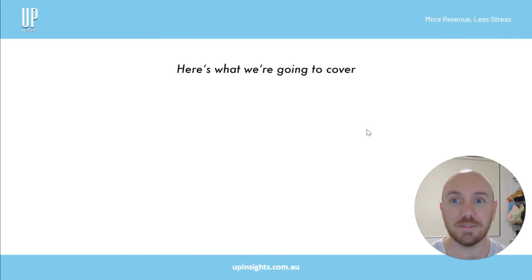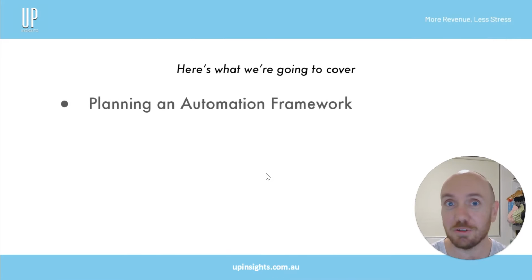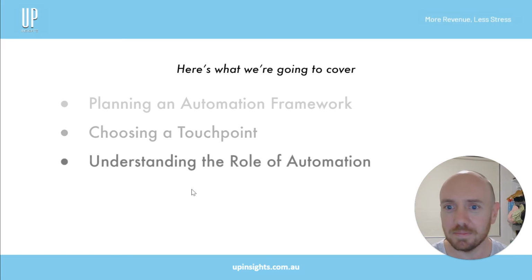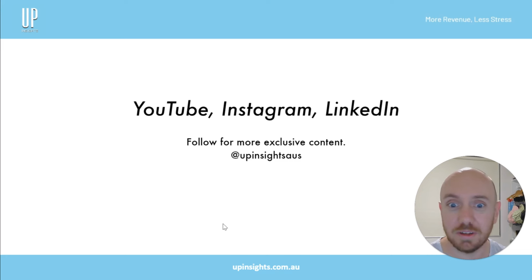Here is what we are going to cover. Planning and automation framework. Don't try and automate without mapping it out first. Hey, that's the name of the course. Choosing a touch point. So we're going to pick one particular touch point to look at automations around that. Understanding the role of automation, when to use it, when not to use it. We don't want to use it all the time, as much as I love it.